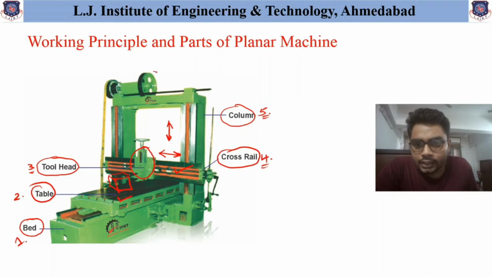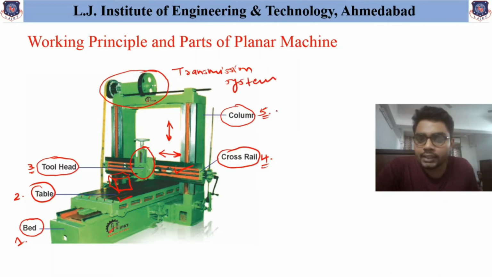And at the top portion, a transmission system is provided, which helps to obtain the table and tool movement. As in this case, you can see that a pulley arrangement is provided to obtain the transmission movement. So now we have seen the major parts available in the planer machine.